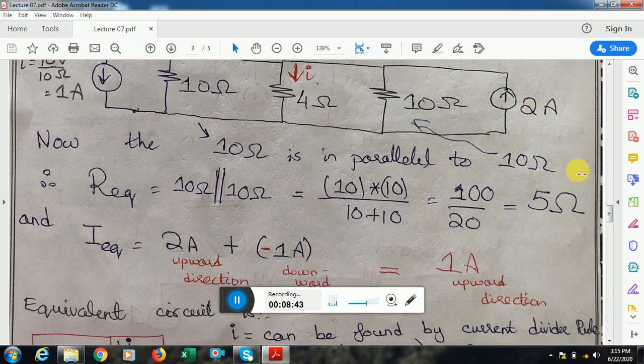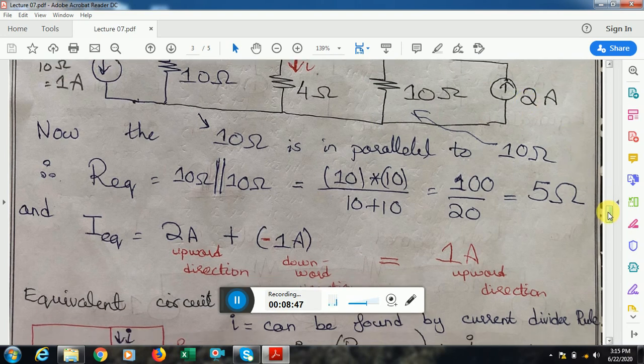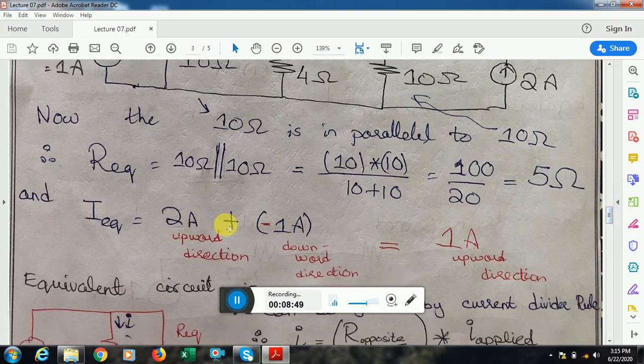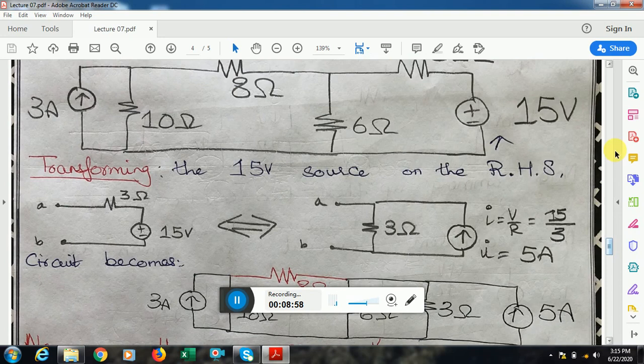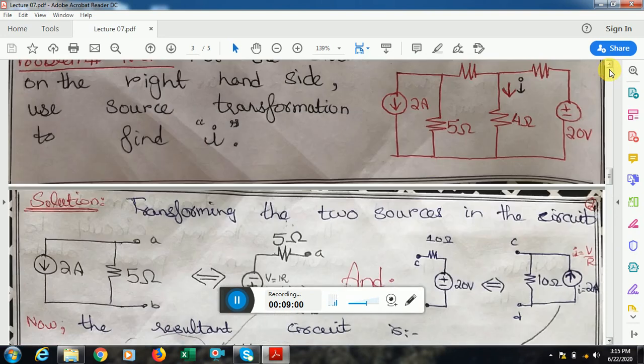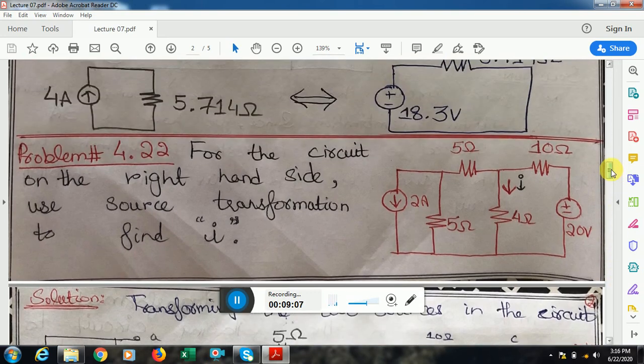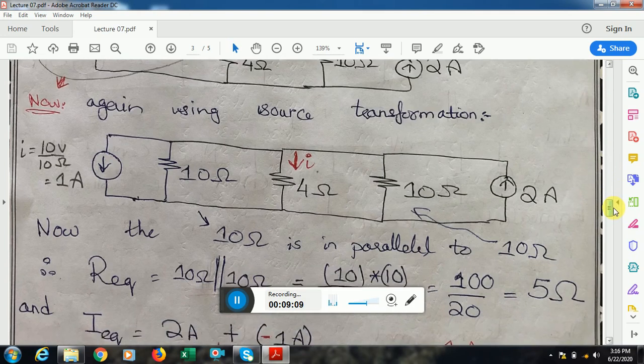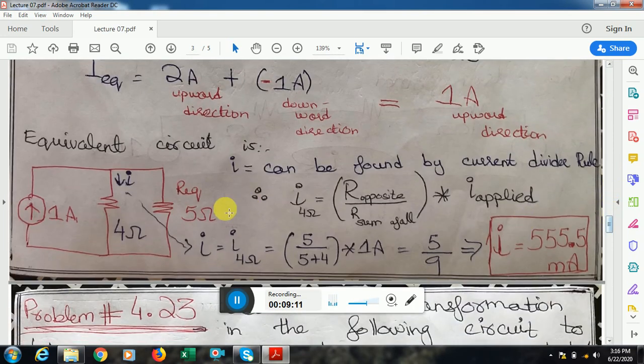So I can also take the I equivalent of this, and what I get is 2 ampere which is positive, and 1 ampere because it is in the opposite direction. So what I get is 1 ampere in the upward direction, and I replace this by the new circuit. This is the new circuit that I get.